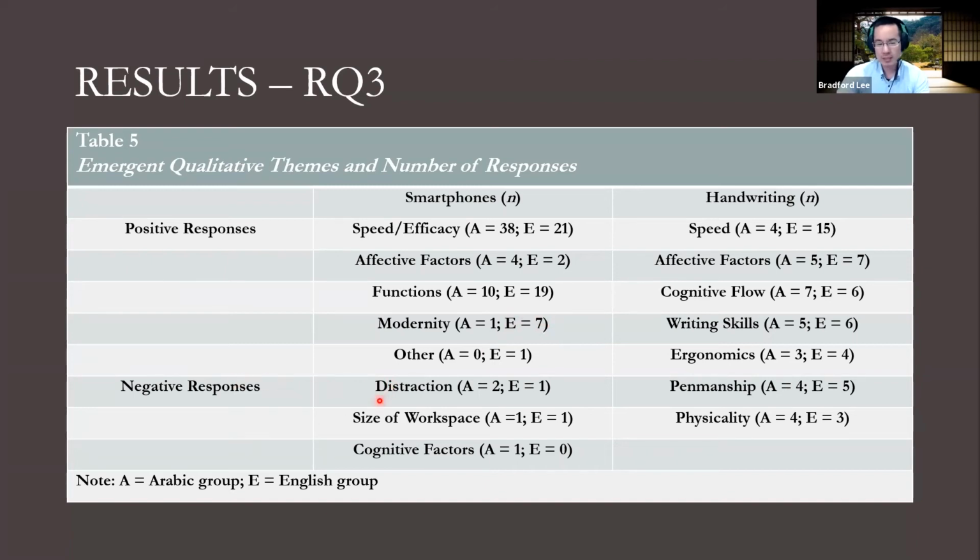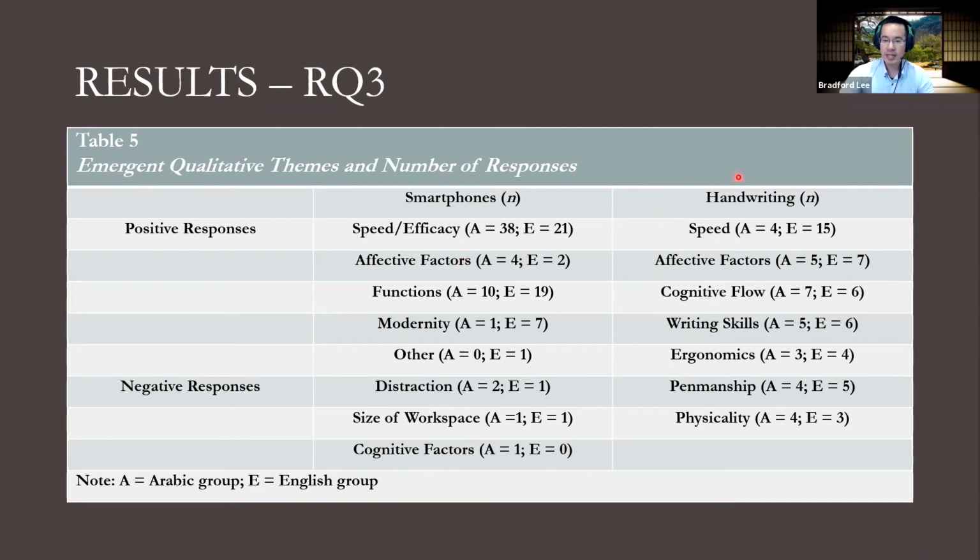Negative responses in terms of smartphone, only 2 or 3 students mentioned this. For example, distraction: they said if they're using their smartphone and they get a notification, oh, you got a new email, they're more likely to read the email instead of concentrating on their work. Size was an issue for some students. They said the small size of the screen could affect their productivity. And cognitive factors, some students said that it was difficult to focus on their composition. They would prefer writing on a piece of paper, or maybe jotting notes on the side or something like that.